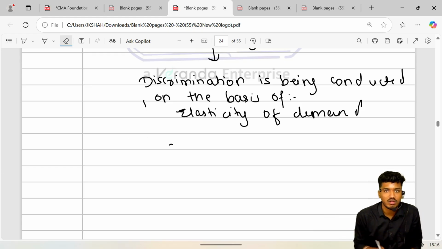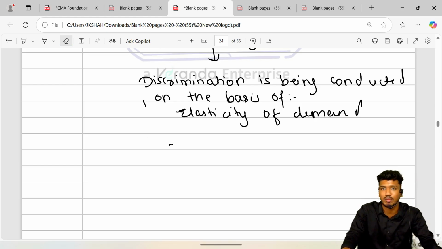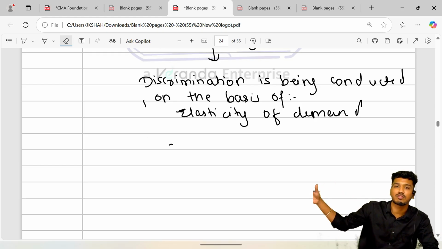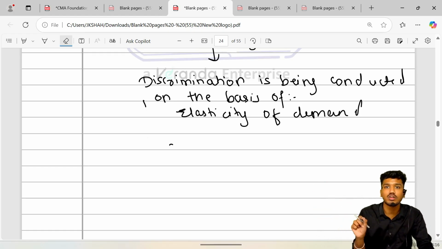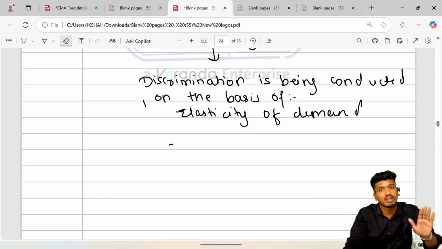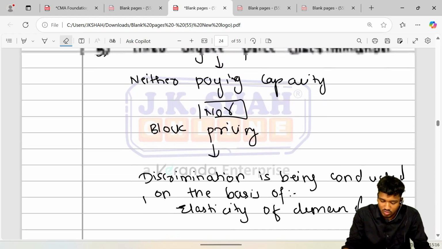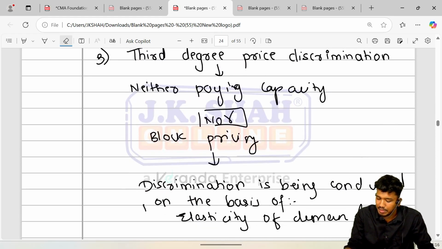This is a product that will spoil if I don't sell it. In that case, I am charging different prices to different consumers, and it is not on the basis of the person's paying capacity or block pricing. It is on the basis of the product's elasticity or longevity. So it is called third degree price discrimination.